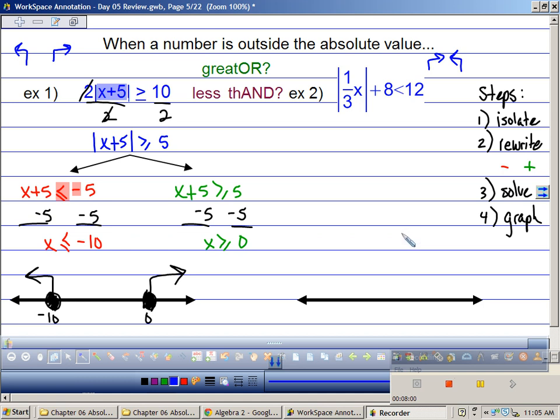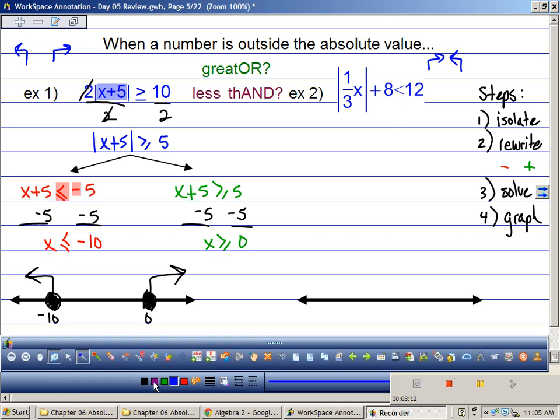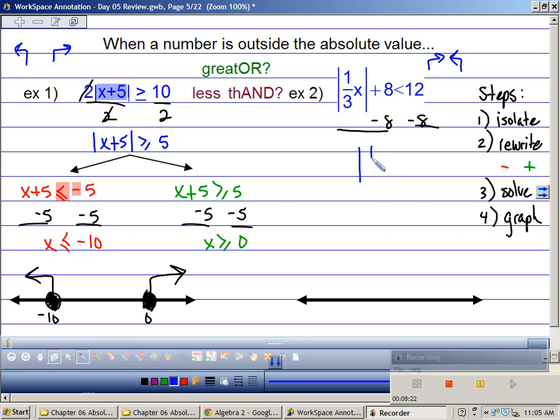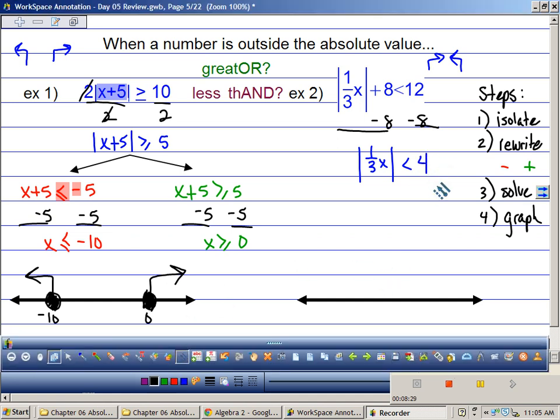What's my first step? Isolate. Right? So I need to subtract. So I'm going to subtract 8 from both sides. I'm left with the absolute value of 1/3 x is less than 4. What's my second step? Rewrite. Rewrite in the positive direction and the negative direction.